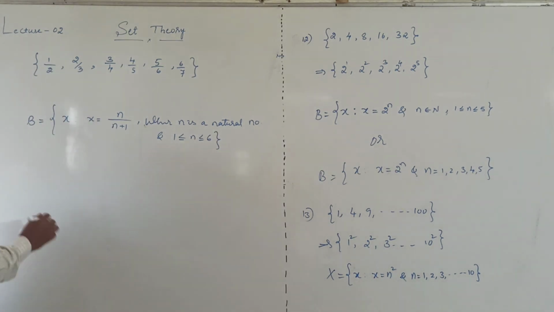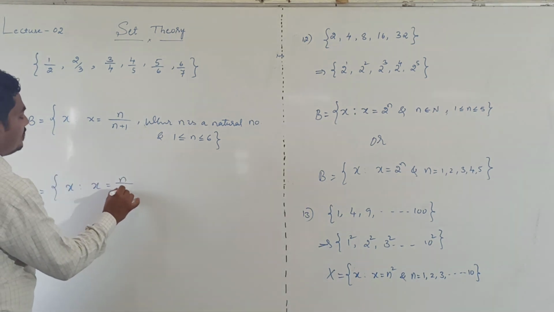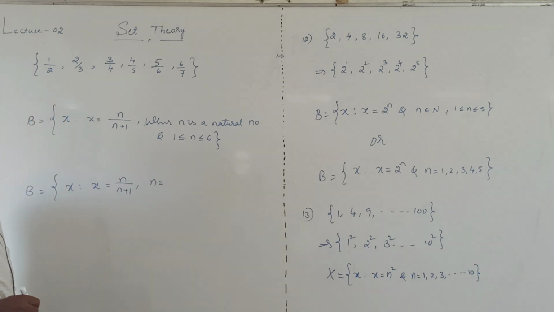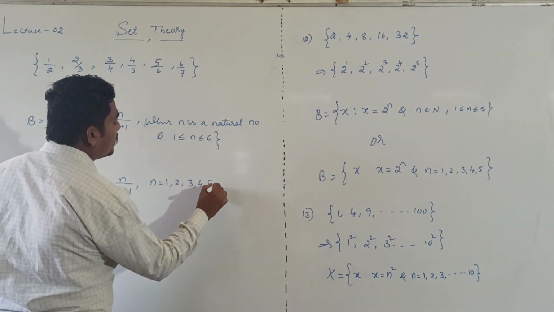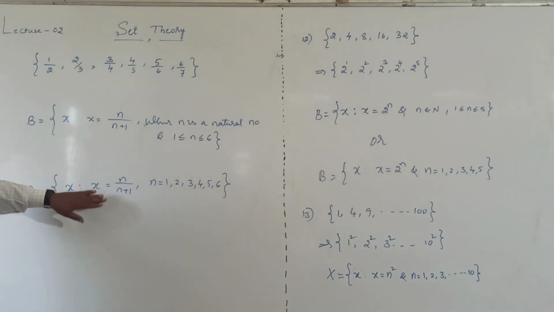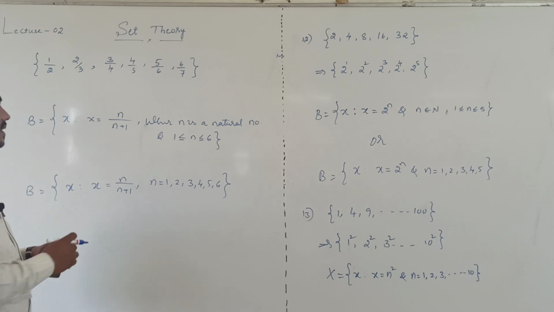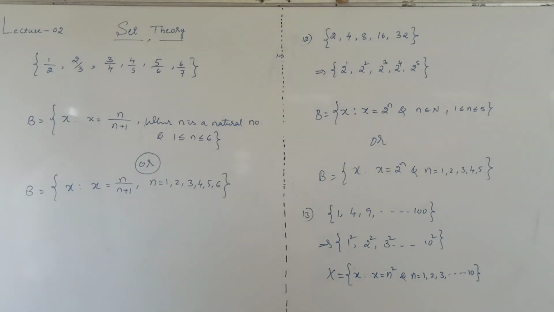or else in other words you can write the common formula: x such that the common formula is n divided by n plus 1, comma, n equal to 1, 2, 3, 4, 5 and 6. You can write in this way or in this way. This is one of the important 1 mark questions. Thank you.